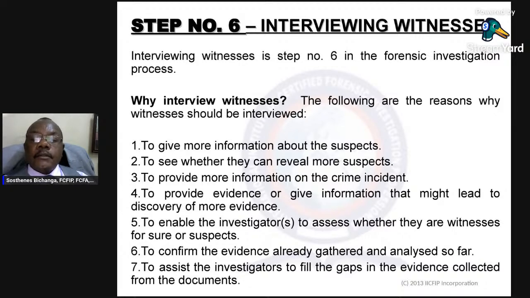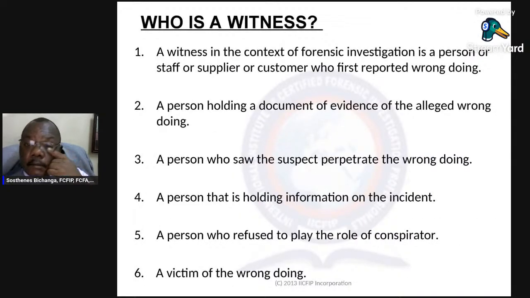At this stage, you would ask yourself, who is a witness? Who is a witness? A witness in the context of forensic investigation is a person or a staff or a supplier or customer who first reported the wrongdoing. This is the key witness. This is the witness, because this is the person who first got the information and therefore will be interviewed to give us more.